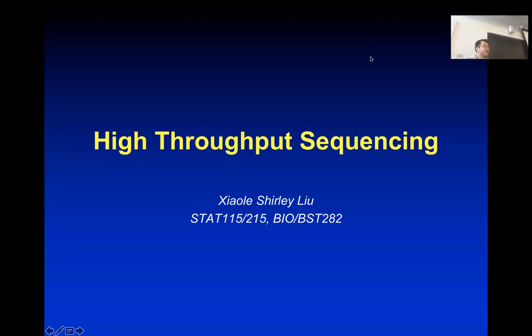Hello, everyone. Today I will talk about high-throughput sequencing, which will include the technology of sequencing and their output format, and the very first stage for all your downstream analysis, the mapping.